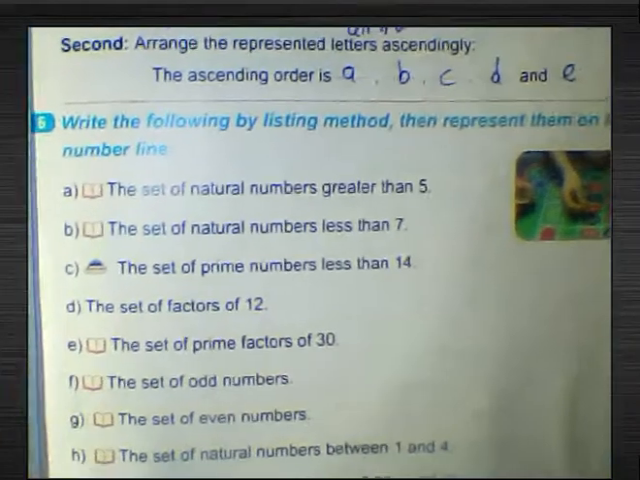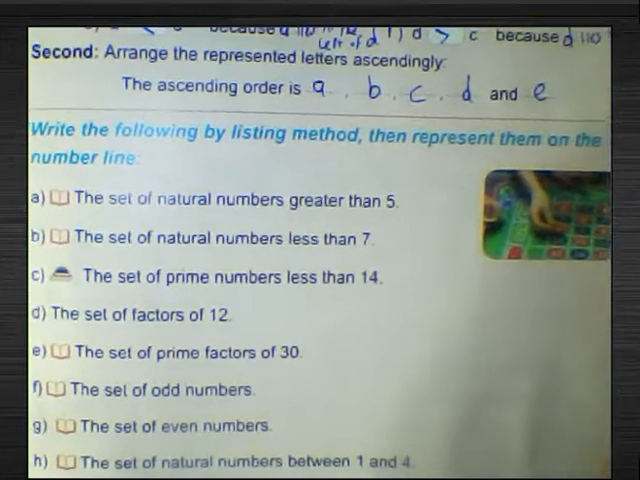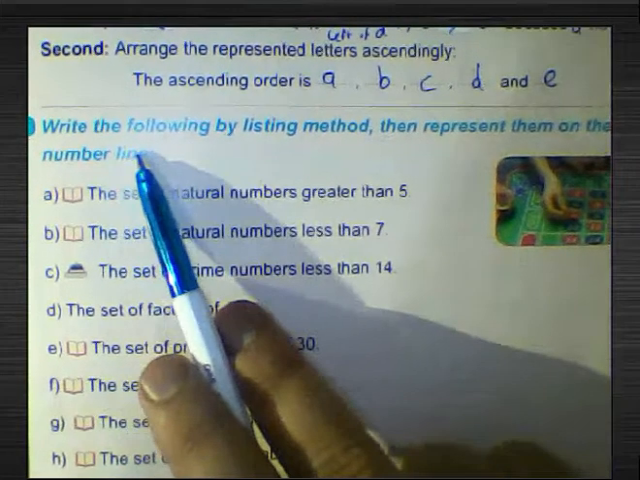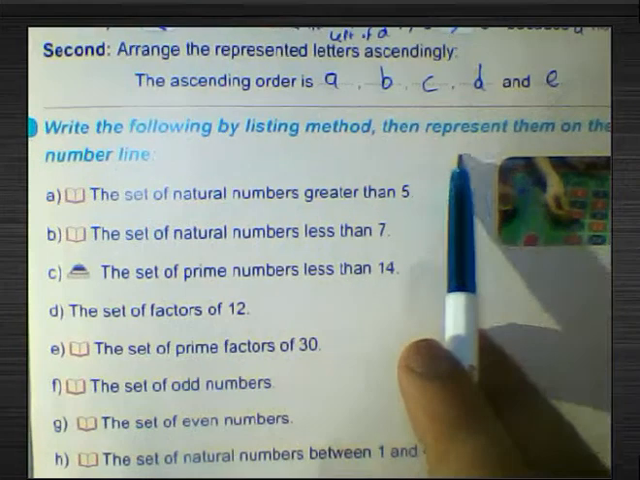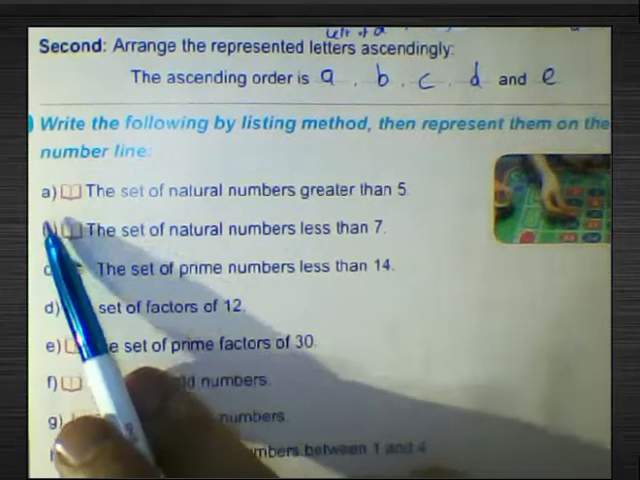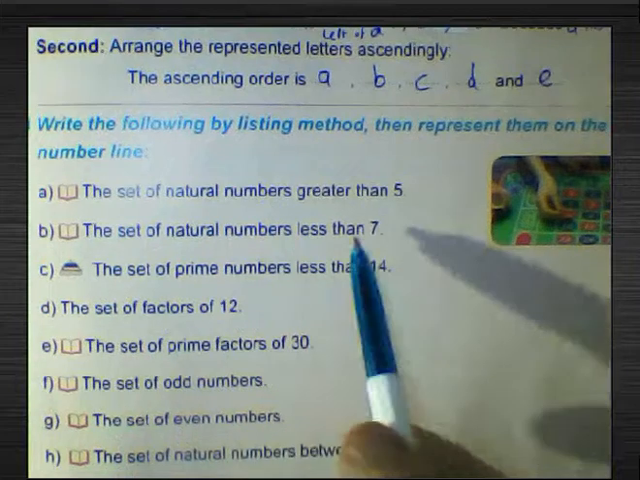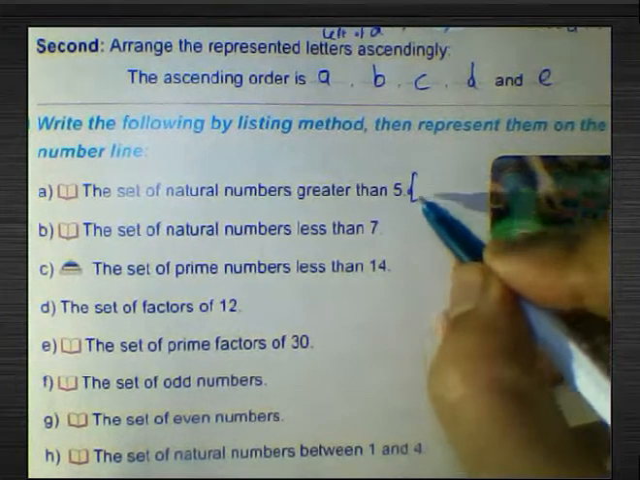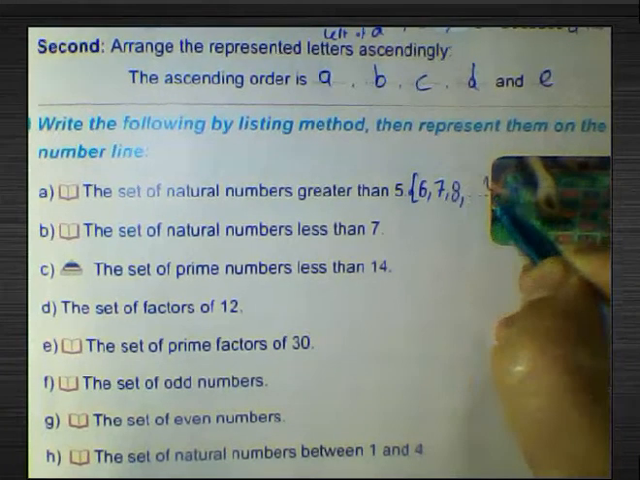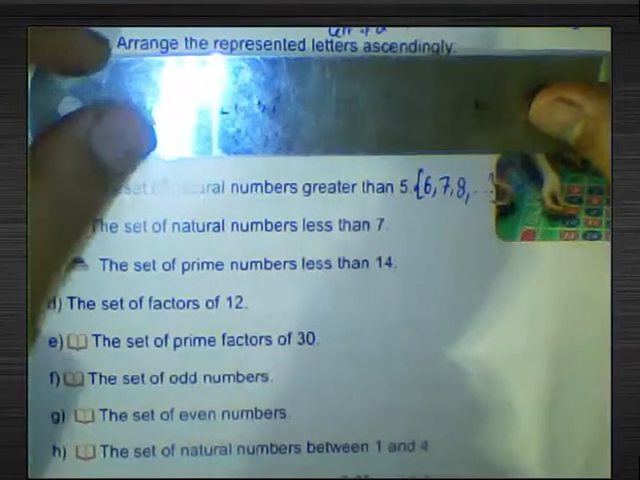Question number 6. Write the following by the roster method and then represent them on the number line. I will solve it with you. Write the following by the roster method and you can draw it on your number line. It's very easy for you, okay? Letter A. The set of natural numbers greater than 5: 6, 7, 8, and so on, because it's an infinite set.